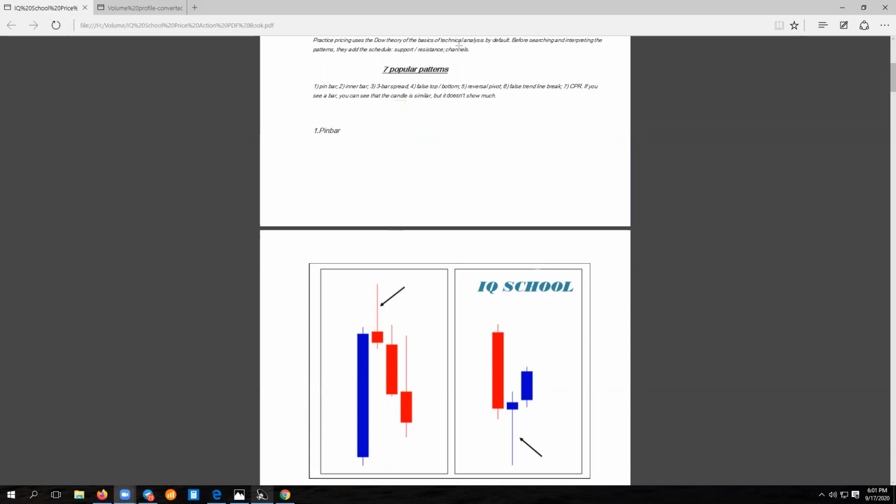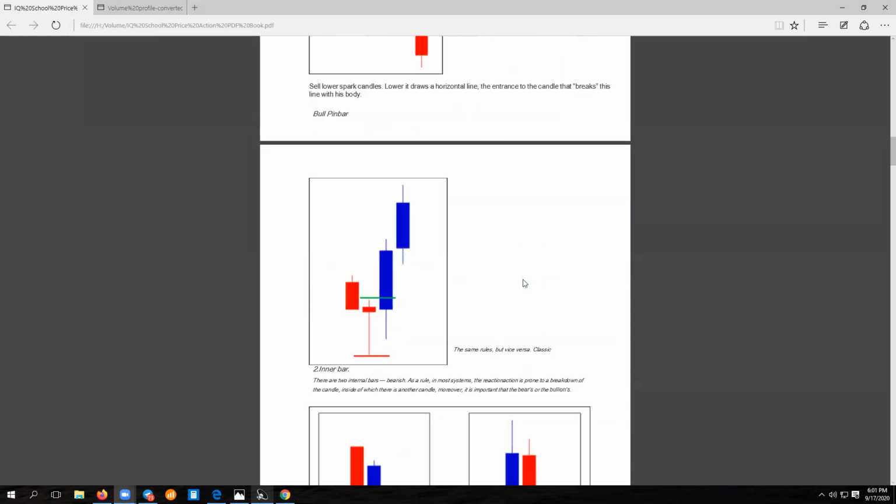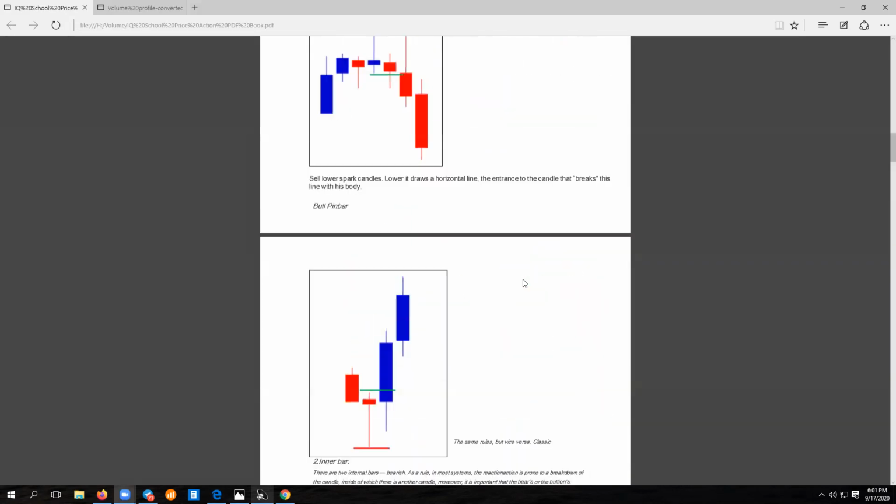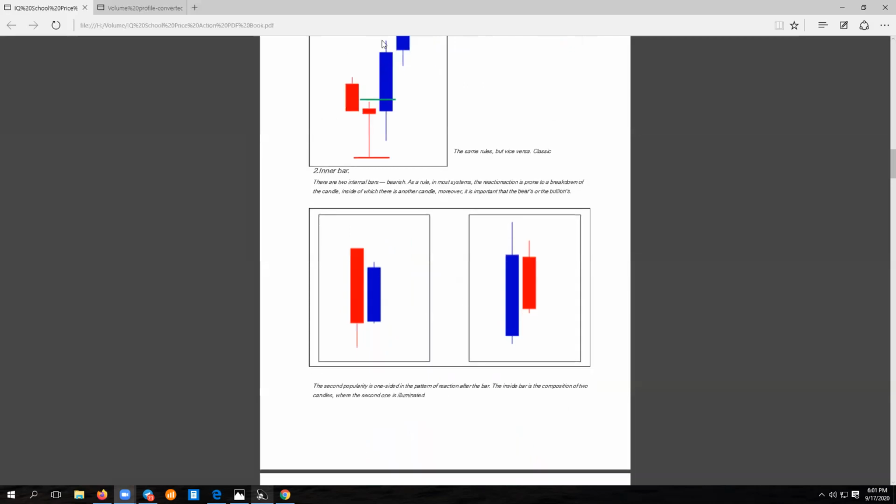Okay, like here, inner bar. Look here, it's a strong candle, or a big candle, and the next candle is forming inside the previous candle, so it's called the inside bar. It's the bullish inside bar. It's a bearish inside bar. Okay.